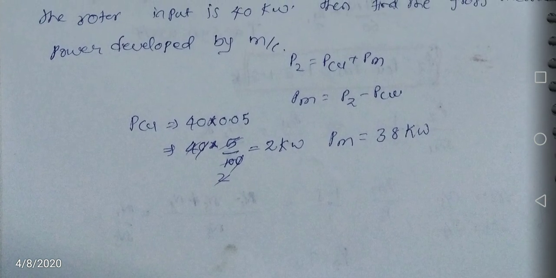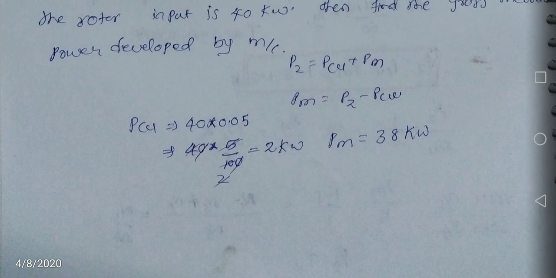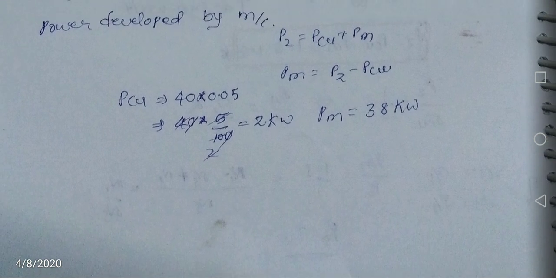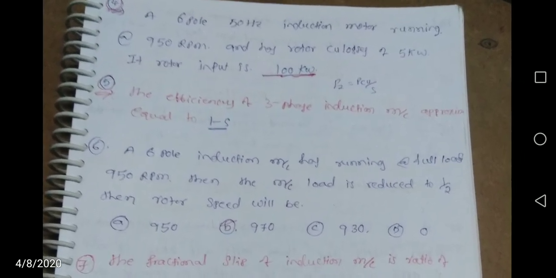So P2 is 40 kilowatt and PCU is 2 kilowatt. So PM value is 38 kilowatt. The gross mechanical power developed by the machine is 38 kilowatt.